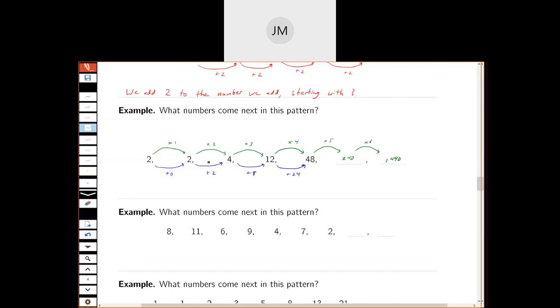That was pretty good. So we add the number we multiply by each time.